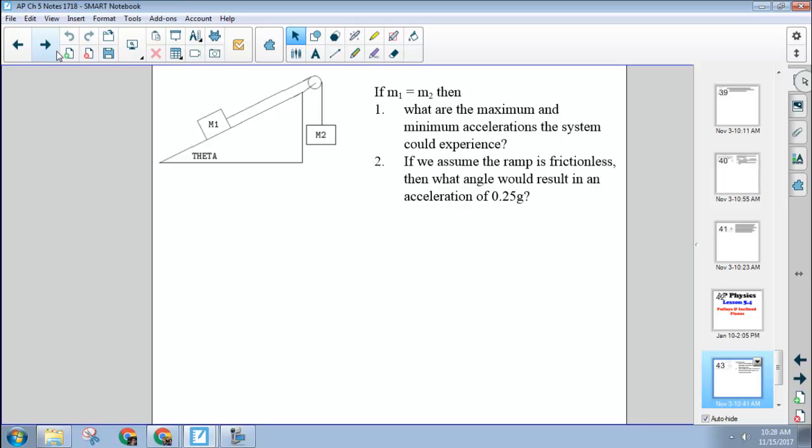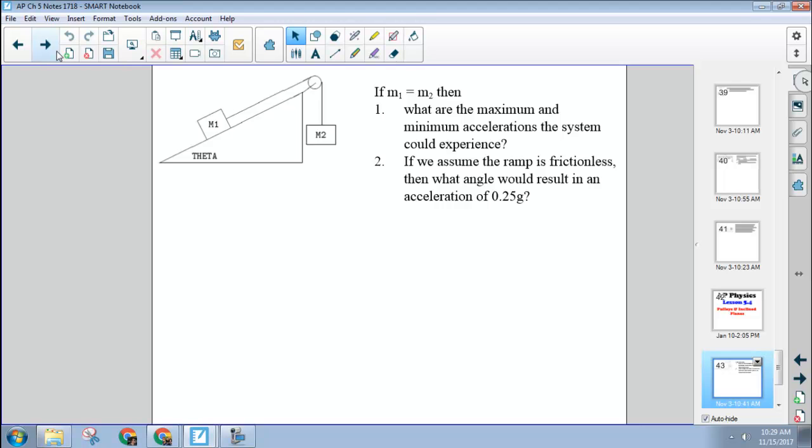All right, so how could you minimize the acceleration? If you make it a 90-degree angle, then you've just got two equal masses hanging on either side of a pulley. What's their acceleration going to be? Zero. Good? All right. Follow?